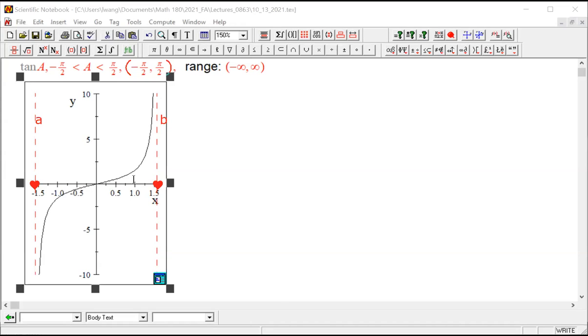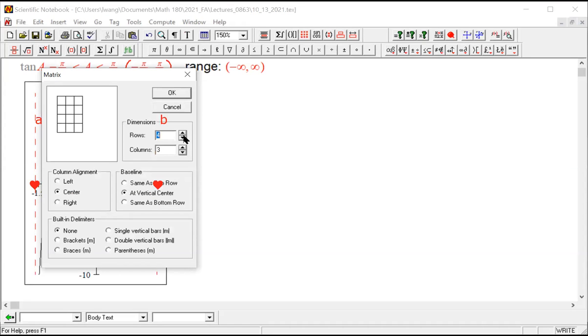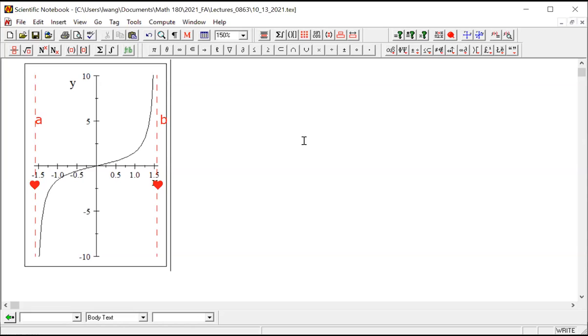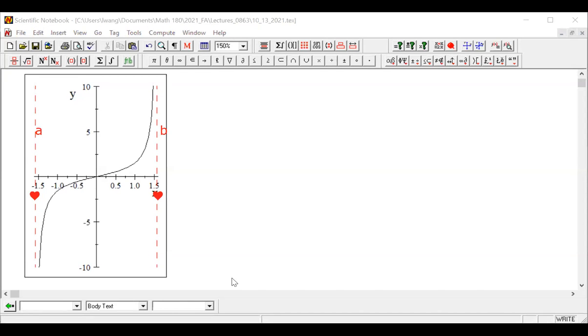But you understand, this is only part of the tangent. This is only part of the tangent. Are you guys doing that?